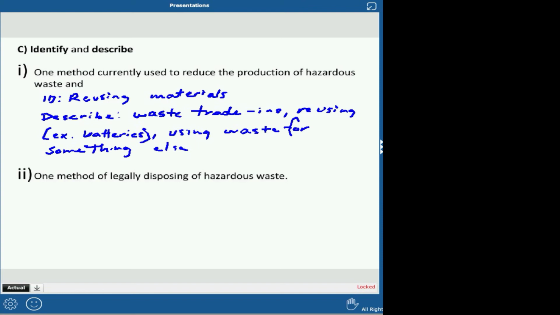So can you remember one of those methods of legally disposing hazardous waste? We have three that we talked about tonight. Can you remember maybe one of them? If not, it's okay. You can say I don't remember, and I'll help you out. Yes, exactly. Deep well injection. So we could describe that, right? And you could just describe the process of basically injecting it below the groundwater.